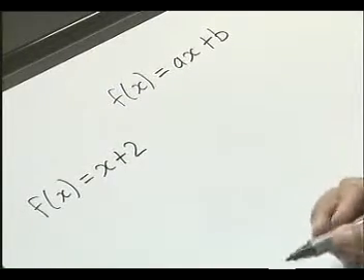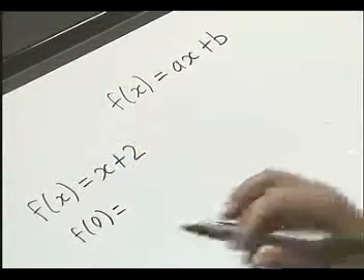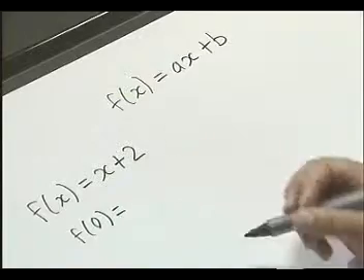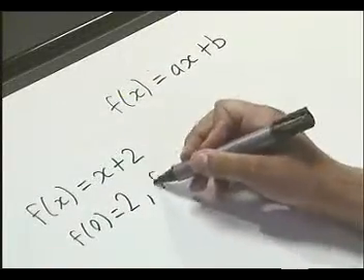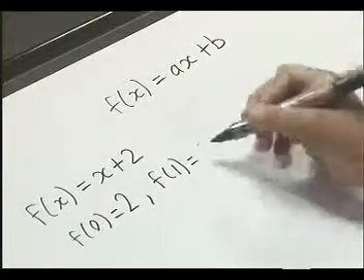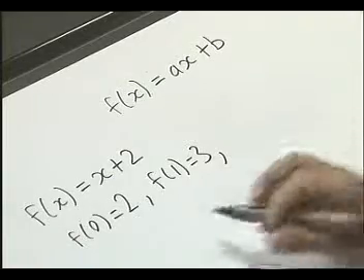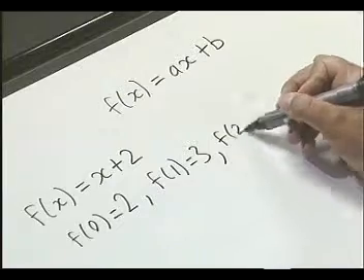OK, first point I'll look at is f of 0. Now, f of 0 is 0 plus 2, which is simply 2. f of 1 is 1 plus 2, which gives us 3. And f of 2, 2 plus 2, which will give us 4.